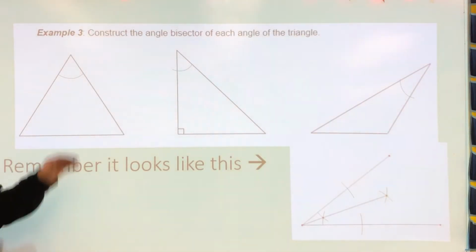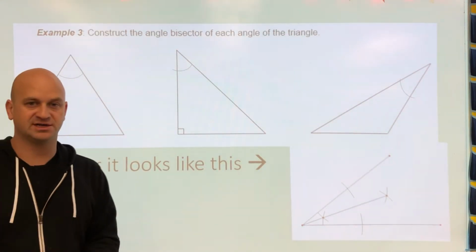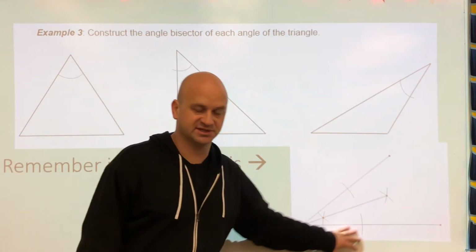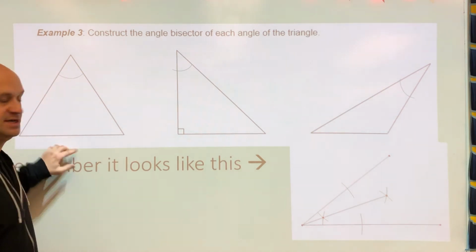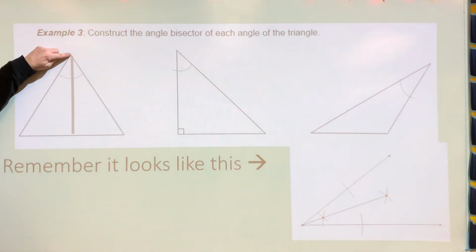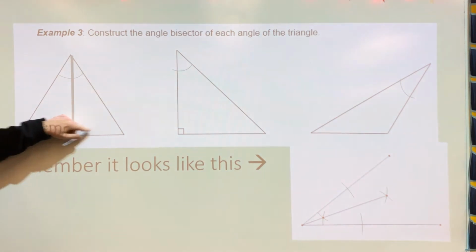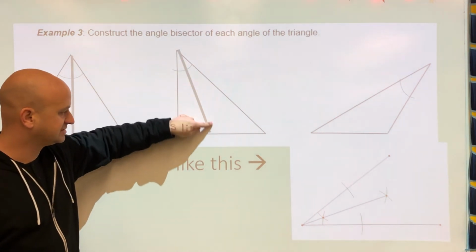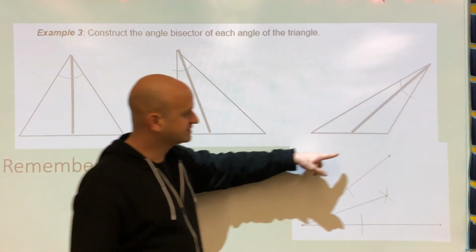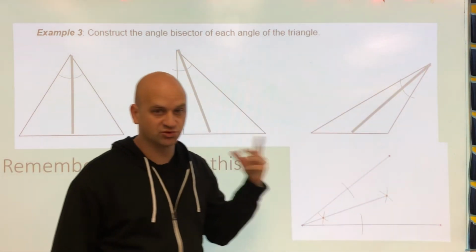All right, the next one we're going to talk about in this video is the angle bisector. Remember, if we were constructing it, it would look something like this. It's a line that splits an angle into 2 equal, congruent portions. So in this example, an angle bisector might look like this. In this example, the angle bisector is going to have more angle to it to the opposite side. And in this case, it's going to have even more angle to it.